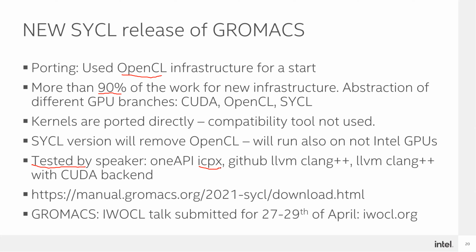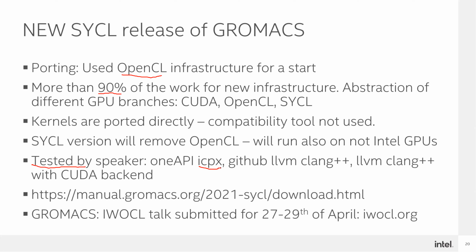ICPX compiler. So you might ask, why not use the DPC++ compiler? In the beginning, the DPC++ compiler did not have OpenMP, and OpenMP is crucial for running Gromacs and scheduling the different kernels. So we needed the ICPX compiler, which has the same functionality as the DPC++ compiler.